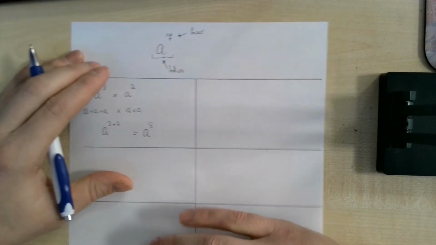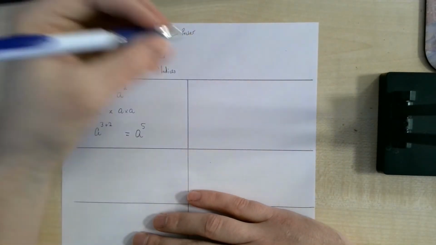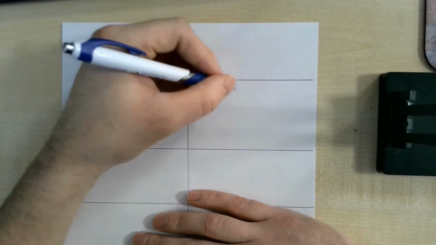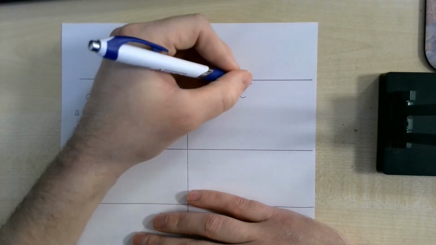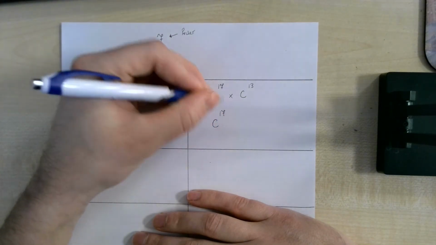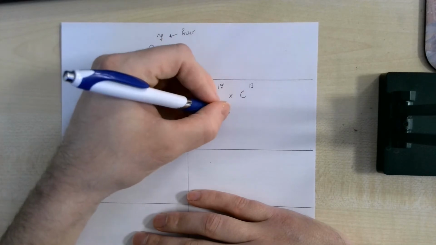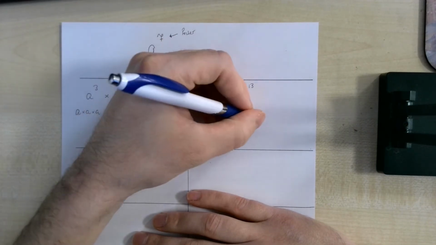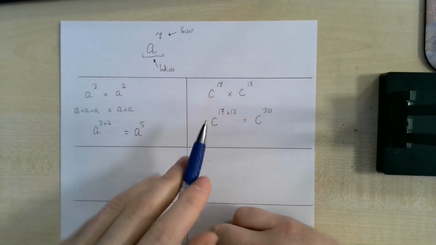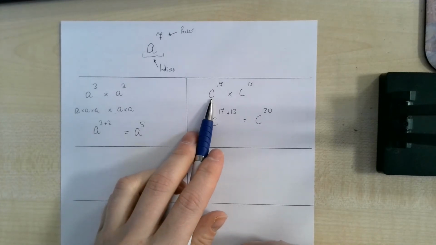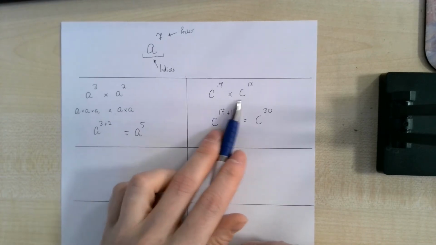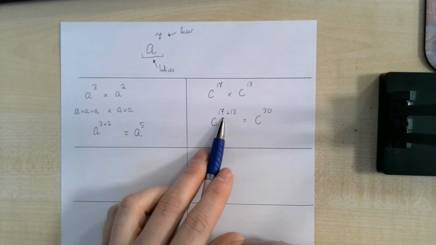So for example, if I've got really big powers, let's go with a different variable this time. c to the power of 17 multiplied by c to the power of 13, then my answer is just c to the power of 17 plus the 13. So it is c to the power of 30, and there's no more you need to do with it. When you do multiply indices, these two variables need to be the same. They can't be different, but for the most part that is what you will have, okay? So adding the powers of your multiplying indices.